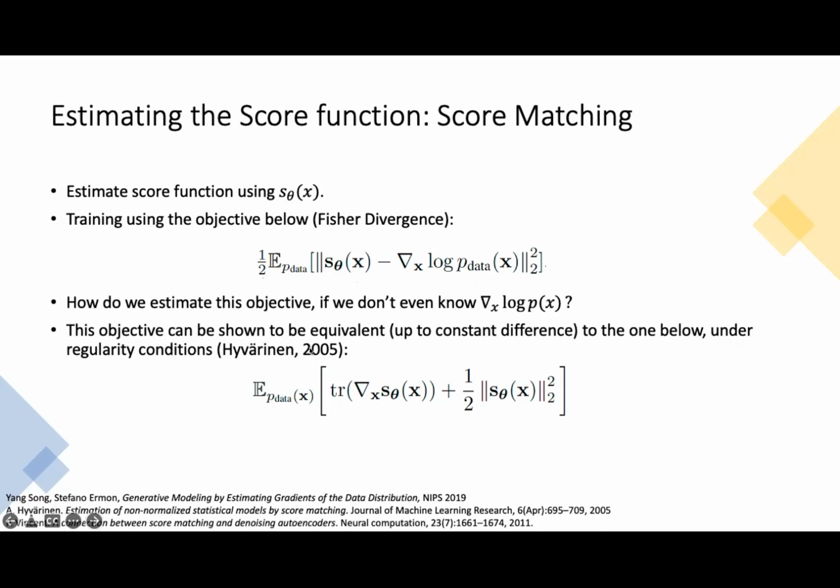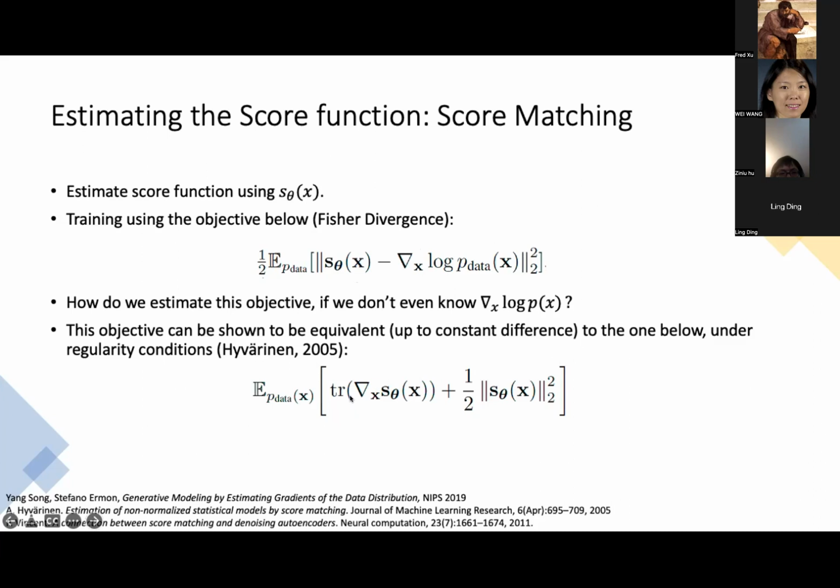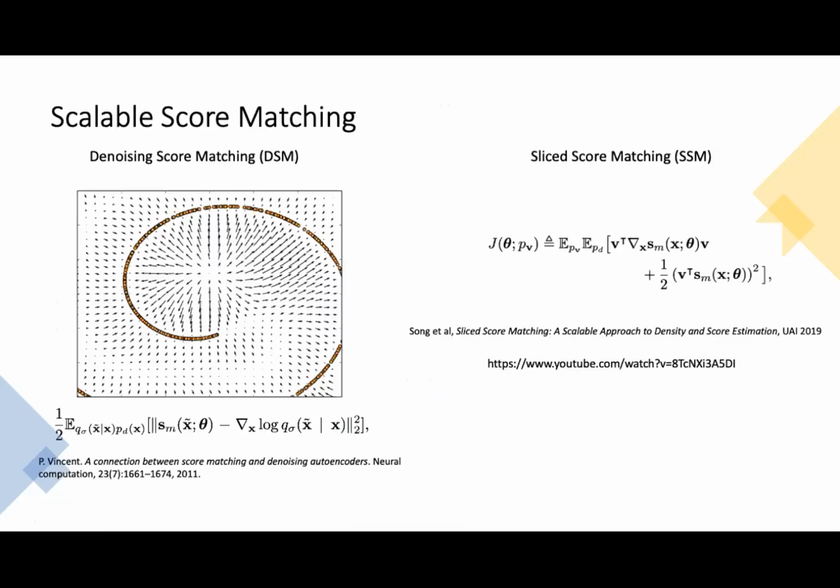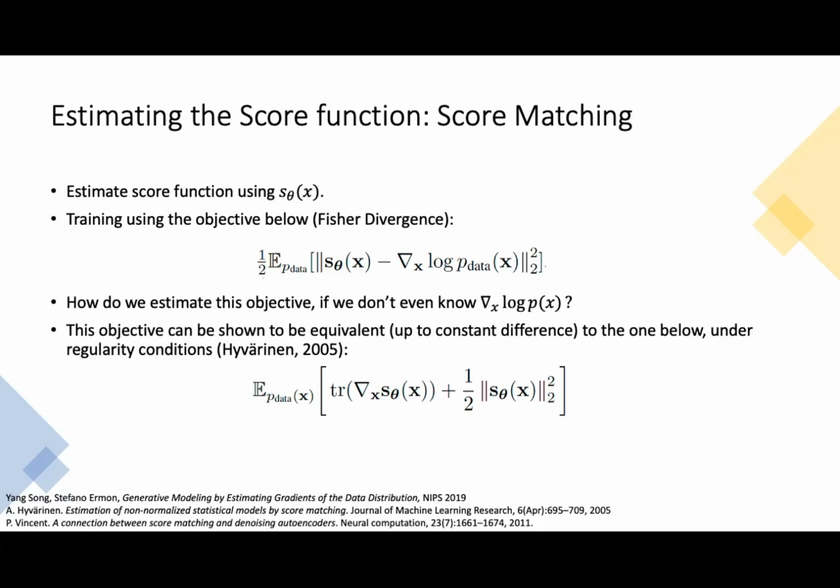This paper in 2005 used some tricks in calculus to show that this objective is equivalent, up to a constant difference, to the following one. It completely gets rid of the ground truth score function and replaces it with the trace of the Hessian matrix of your model's log density, plus the squared two-norm of the score. Later there were further works that try to make this more scalable, because the Hessian is a really giant matrix.